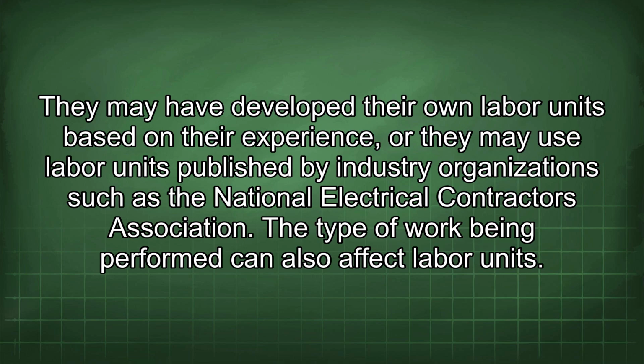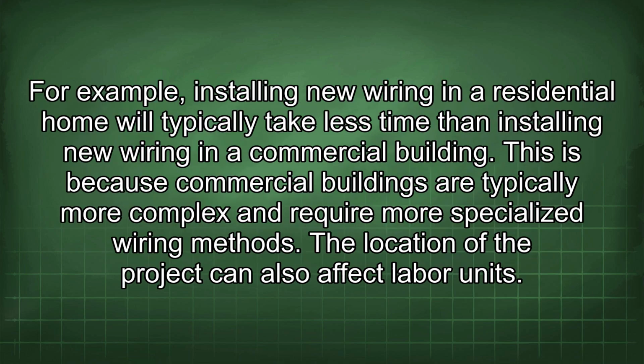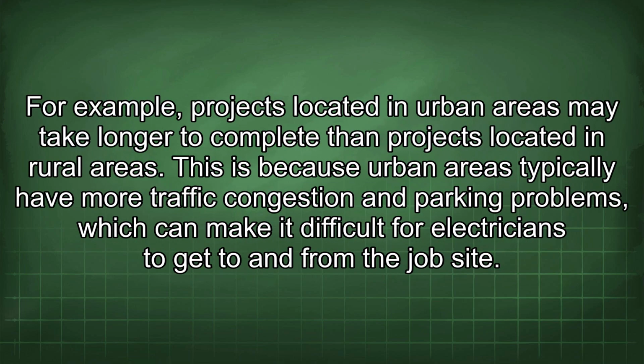The type of work being performed can also affect labor units. For example, installing new wiring in a residential home will typically take less time than installing new wiring in a commercial building. This is because commercial buildings are typically more complex and require more specialized wiring methods. The location of the project can also affect labor units. For example, projects located in urban areas may take longer to complete than projects located in rural areas. This is because urban areas typically have more traffic congestion and parking problems, which can make it difficult for electricians to get to and from the job site.